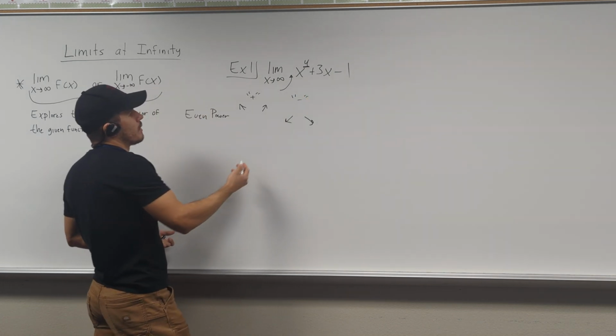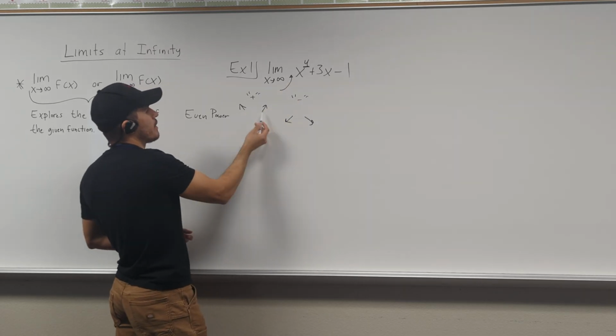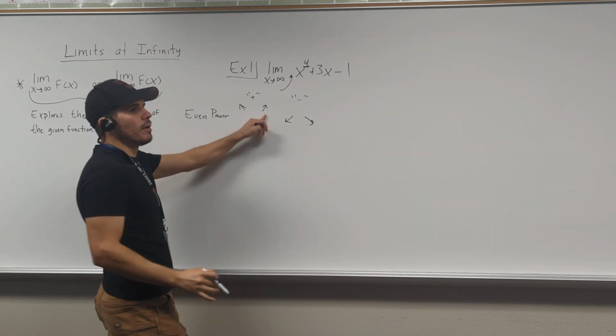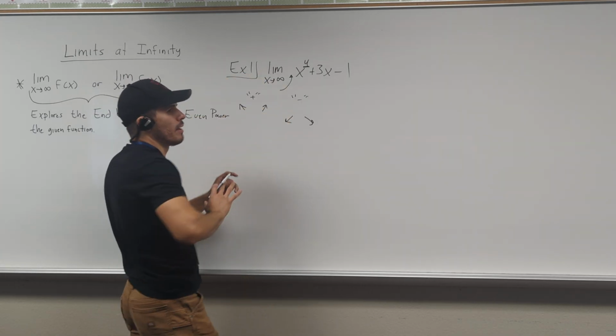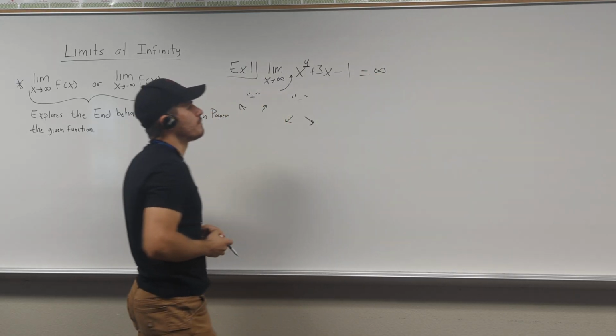Cool? Well, in this case, I have an even power with a positive leading coefficient, which means the graph towards the right is going to go up, and towards the left is going to go up. I am interested in x going to infinity, which is the right side. Therefore, this would be going to infinity.